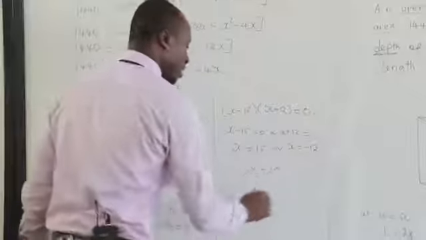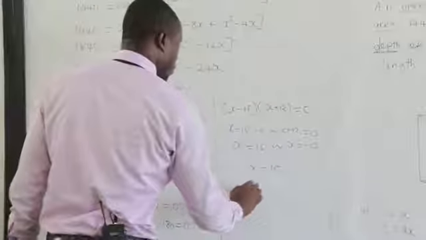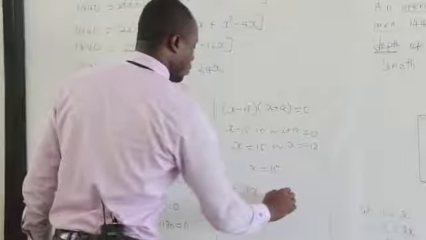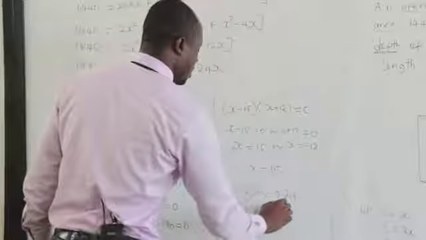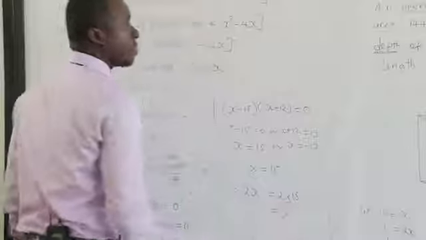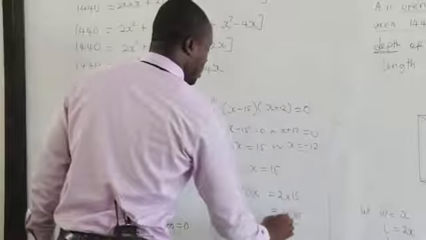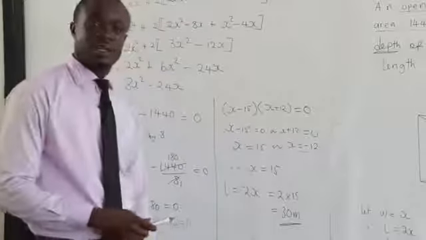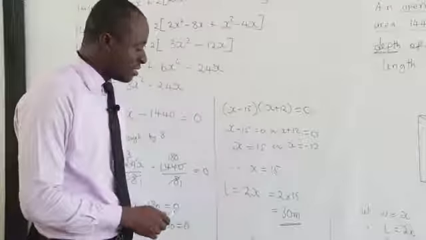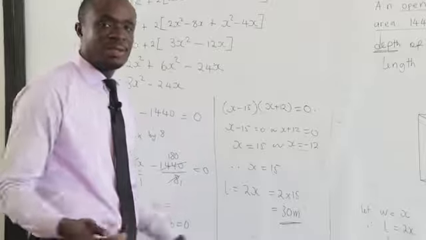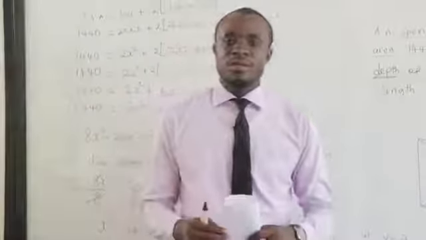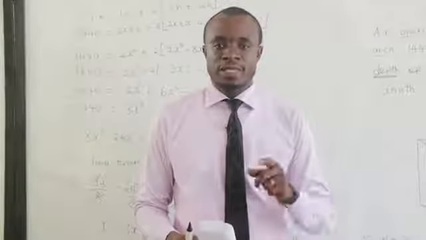Now, our L, we know is 2x. X is 15. So that will be 2 times 15, and this is 30 meters, because 2 times 15 is 30. Now, the question says that we should find the length. So the length is 30 meters. I believe it is a very easy question. Please, you can play back the video for better understanding. Thank you.